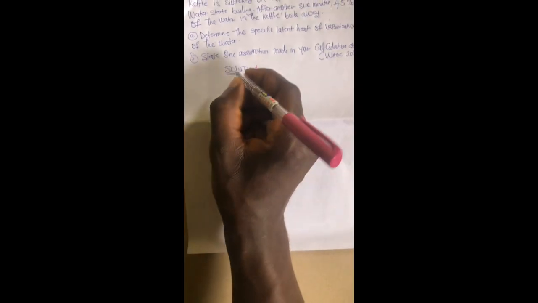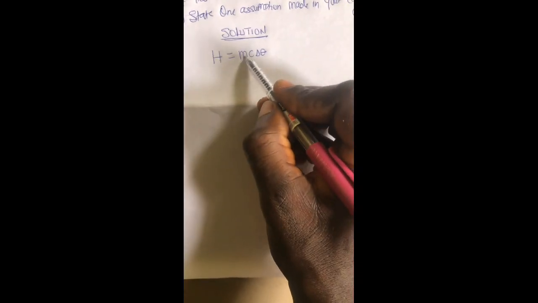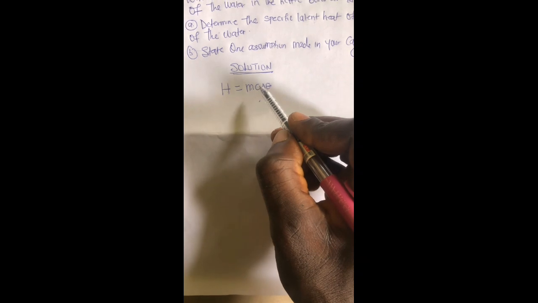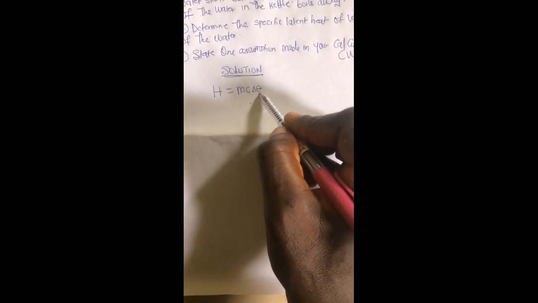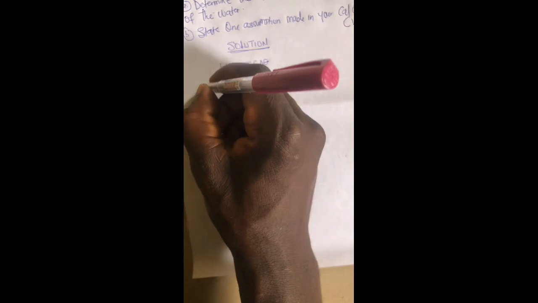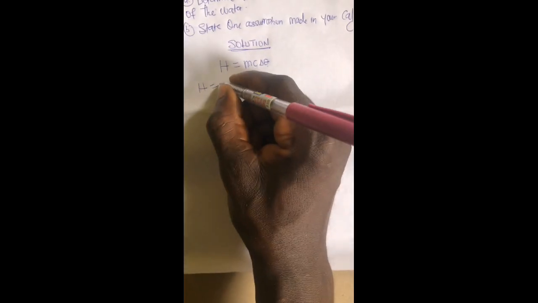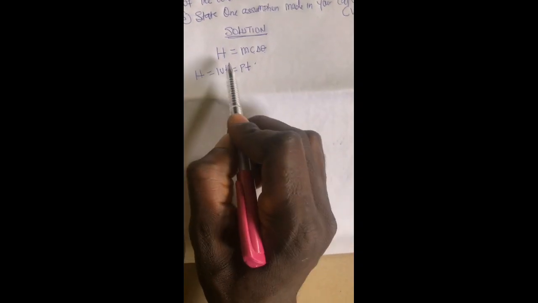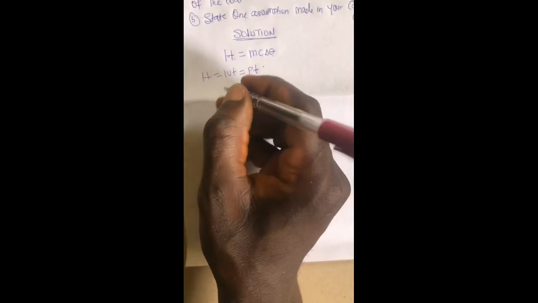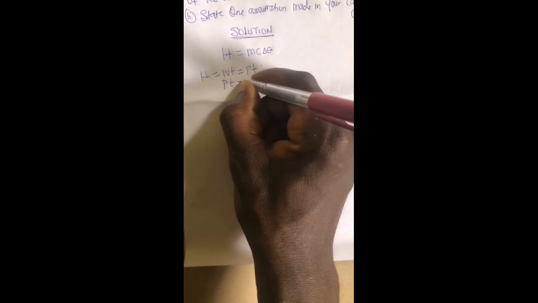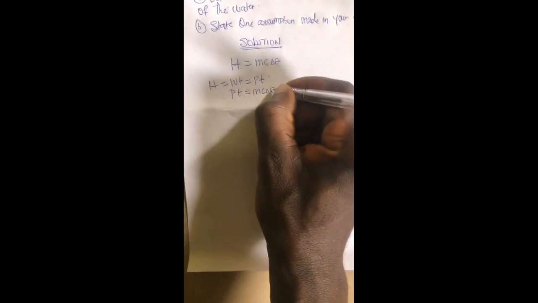You know that from specific heat capacity, H is equal to mc delta theta, where H is the heat, m is the mass, c is the specific heat capacity of water, and delta theta is the change in temperature. But we know that our H is usually equal to IVT, which is equal to PT. So I have to substitute this into this. So I'm going to have PT equals mc delta theta. Okay, now we are going to be solving it.